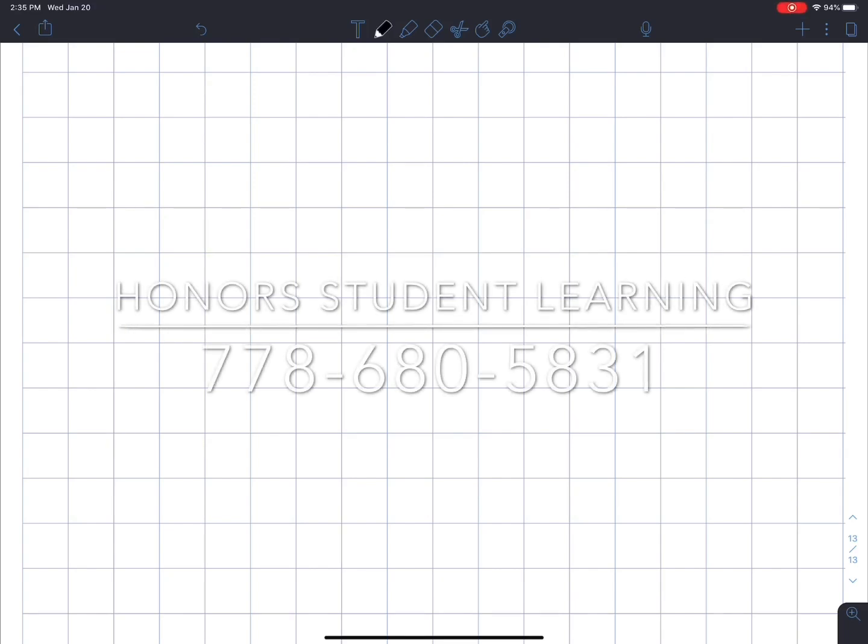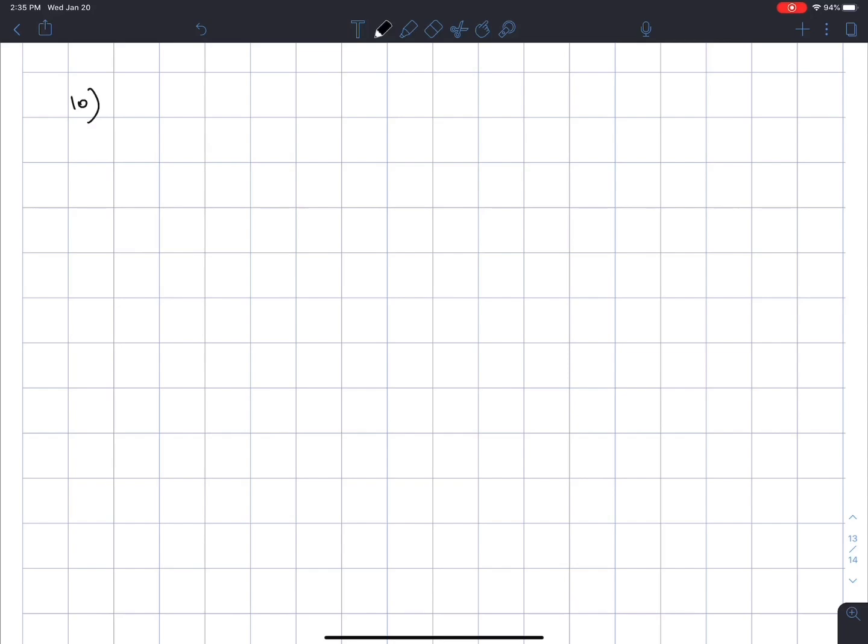Okay, question 10. The length and width of a rectangle add to 25. Okay. So the width is 9. So width is 9, the length will just be x. We know that the length plus the width, they add to 25.